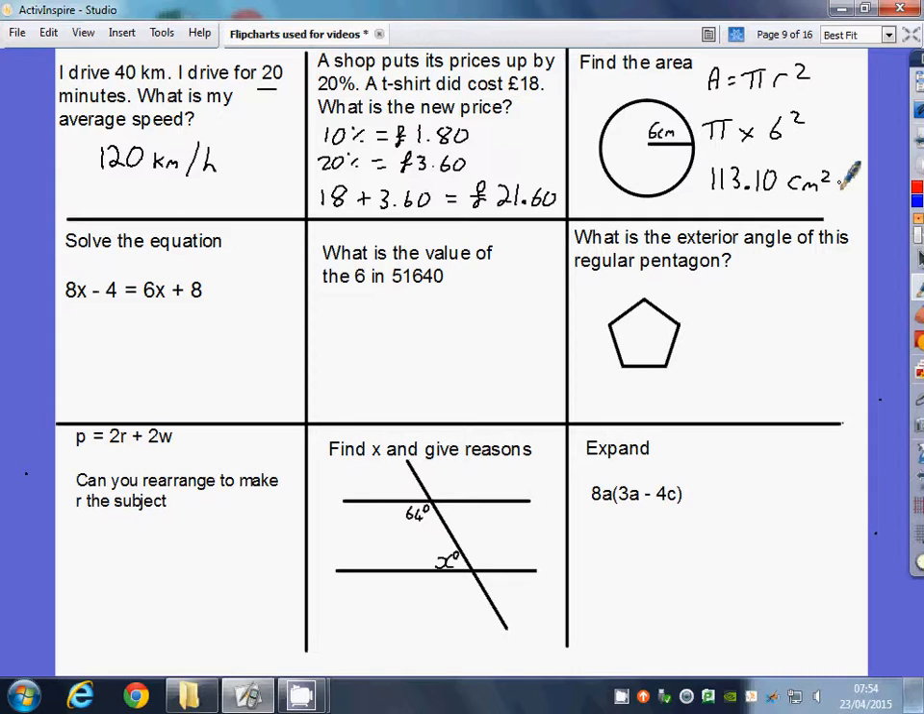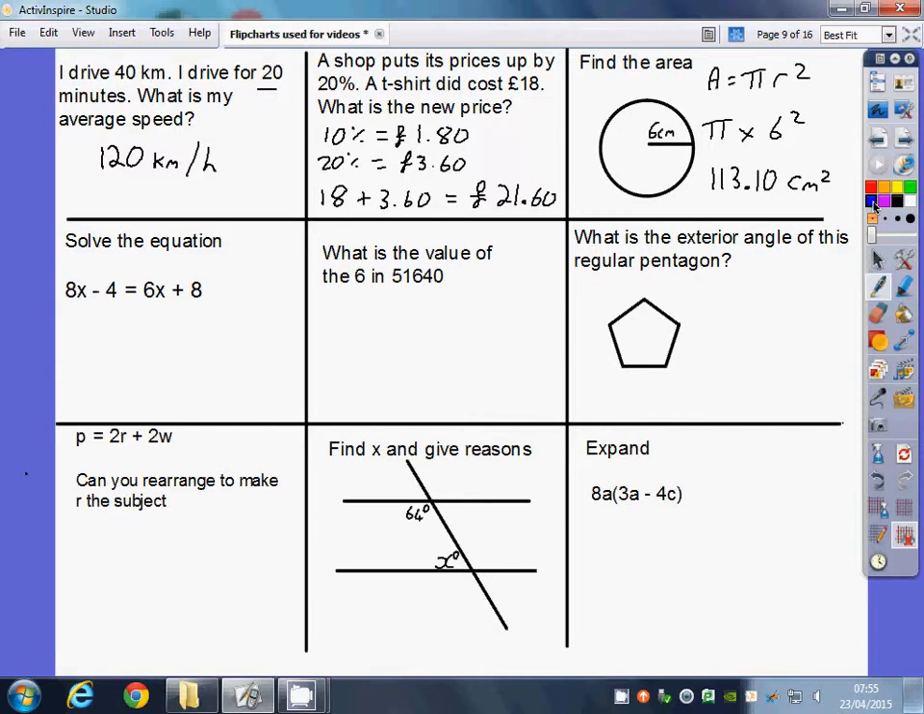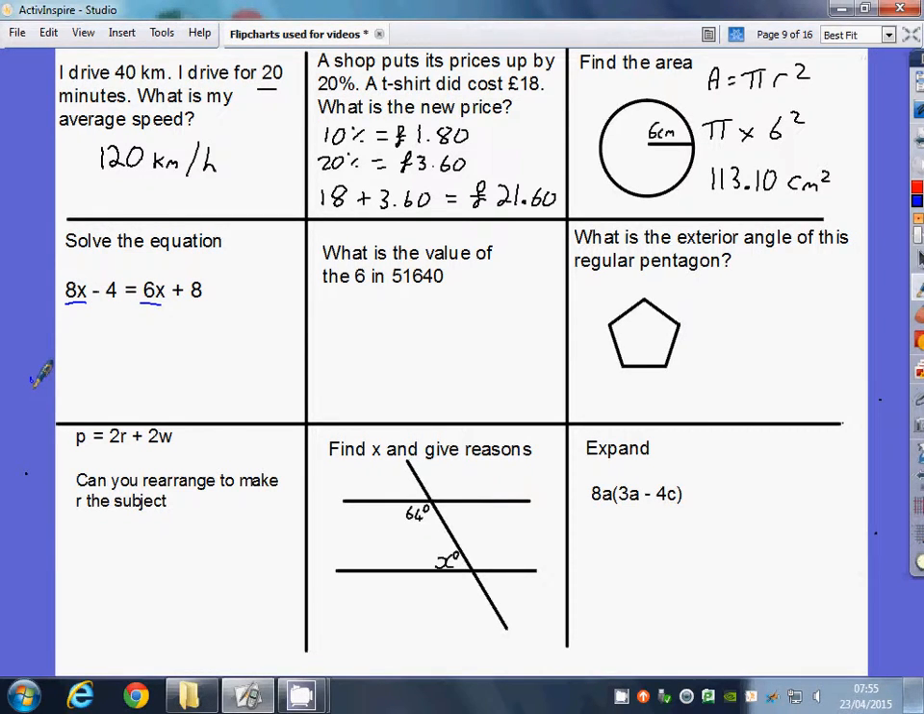Okay, hopefully you're all still concentrating and still working through these and marking what you've done. Question number 4 says solve the equation 8x minus 4 equals 6x plus 8. Well, whenever we're asked to solve an equation, we're just trying to get all of our x's onto one side. So at the moment I've got 8x on one side and 6x on the other. Well, if I take 6x off both sides, that leaves me with 2x minus 4 over here and 8 on the right hand side.